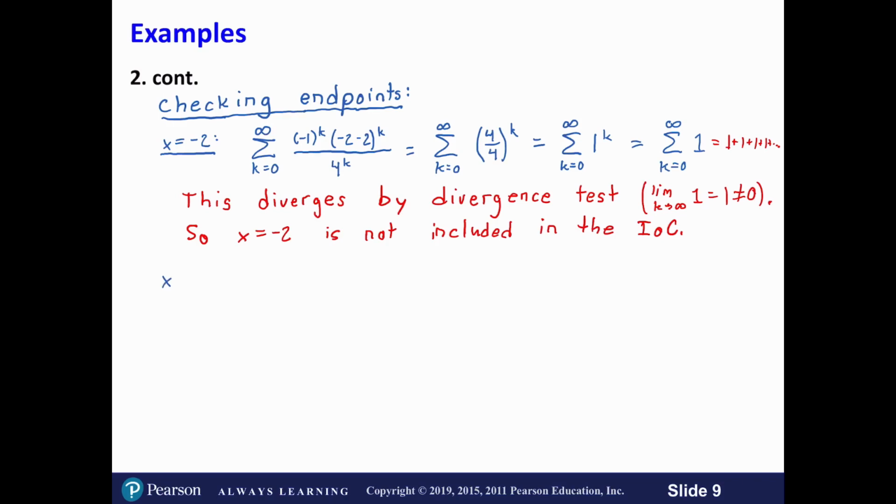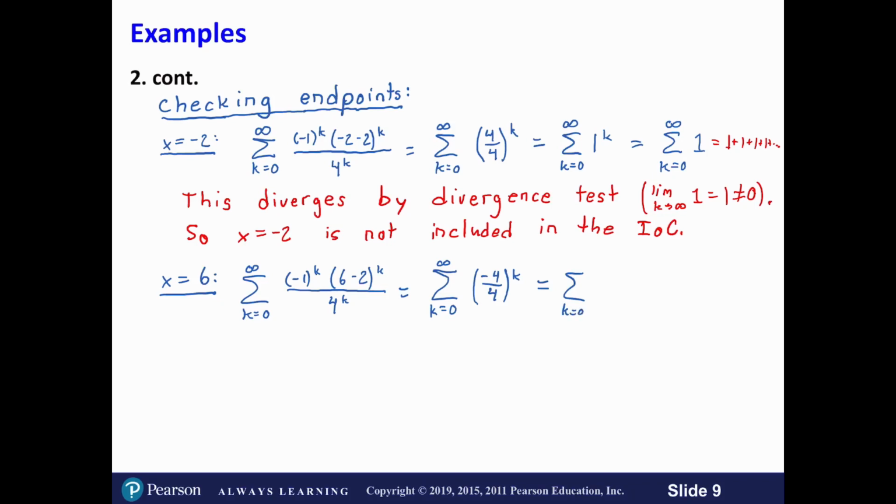So now let's check x equals 6. This is the sum from k equals 0 to infinity of -1 to the k times 6 minus 2 to the k all over 4 to the k. And if everything is raised to the k power, we can put them all inside the same fraction. And in this case, we have -1 times 4 over 4. So we have -4 over 4 all to the k. This is the sum from k equals 0 to infinity of -1 to the k.